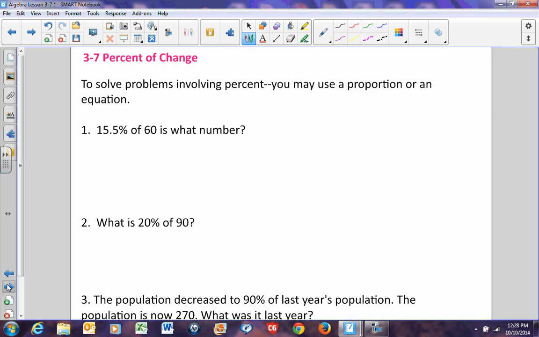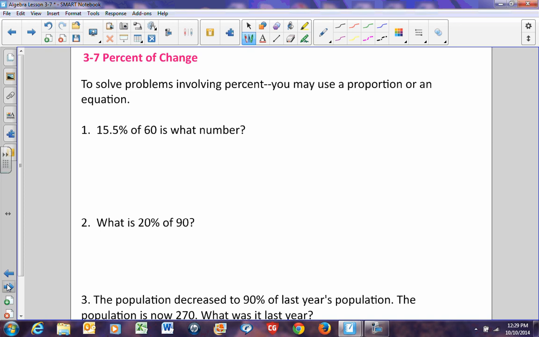Okay, well, let's go back to this just a second. To solve problems involving percent, you can use a proportion or an equation. We'll do a few problems, then we'll do percent of change. If I have 15.5% of 60 is what number? I can either change this to an equation or I can change it into a proportion.